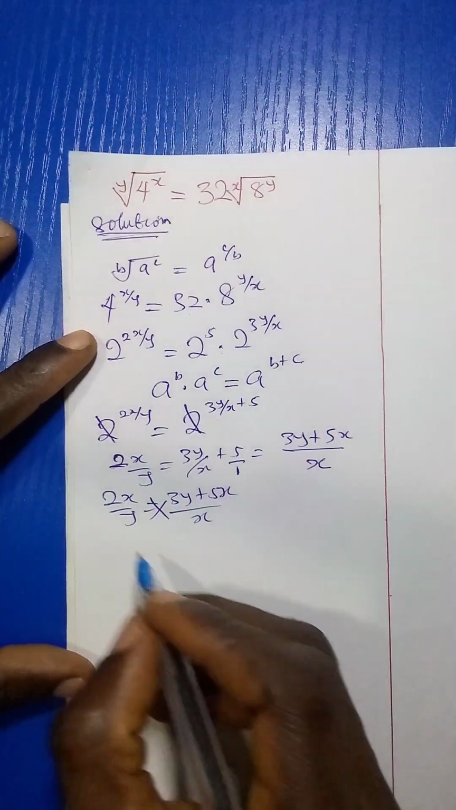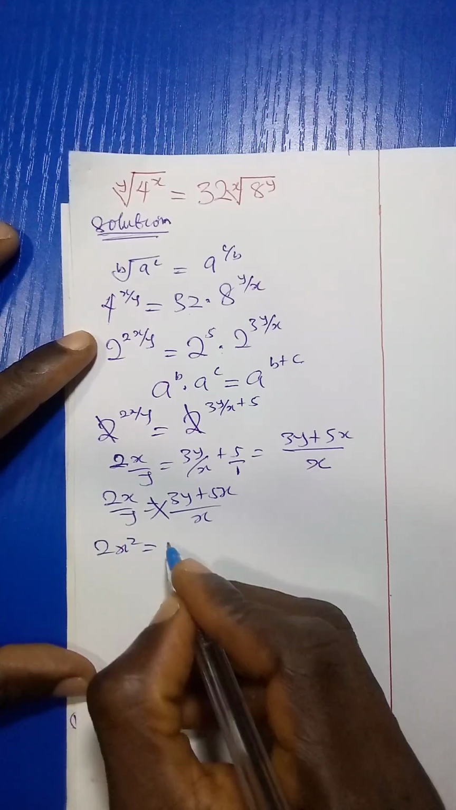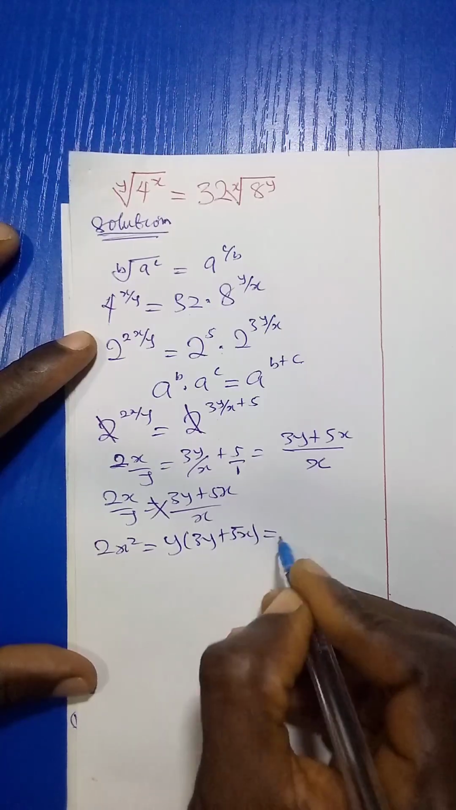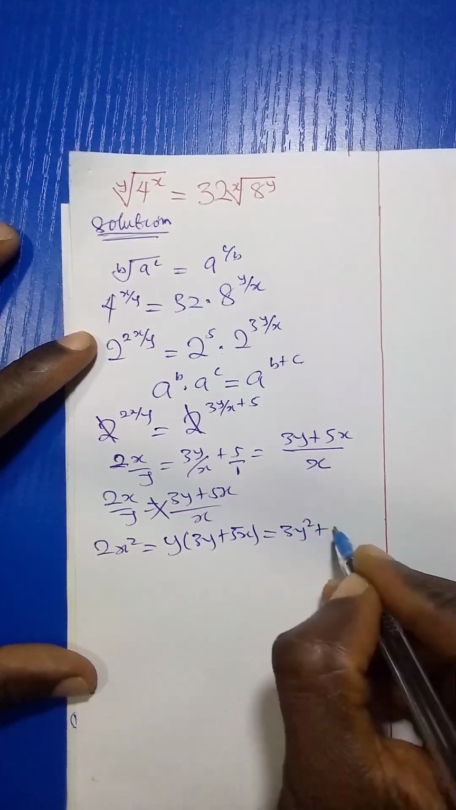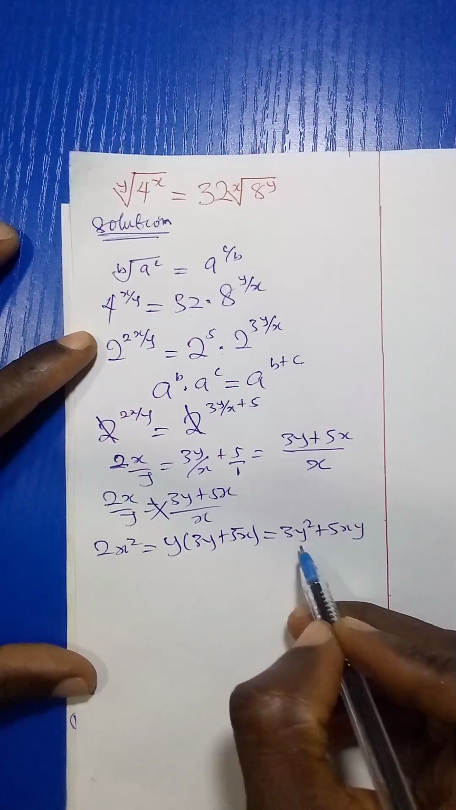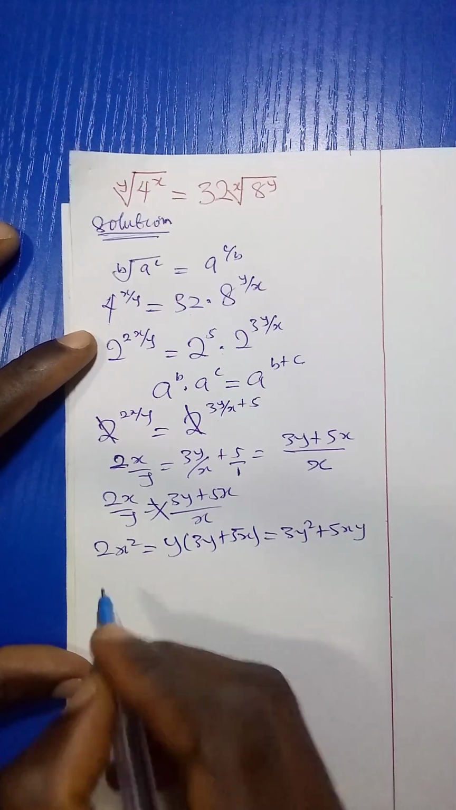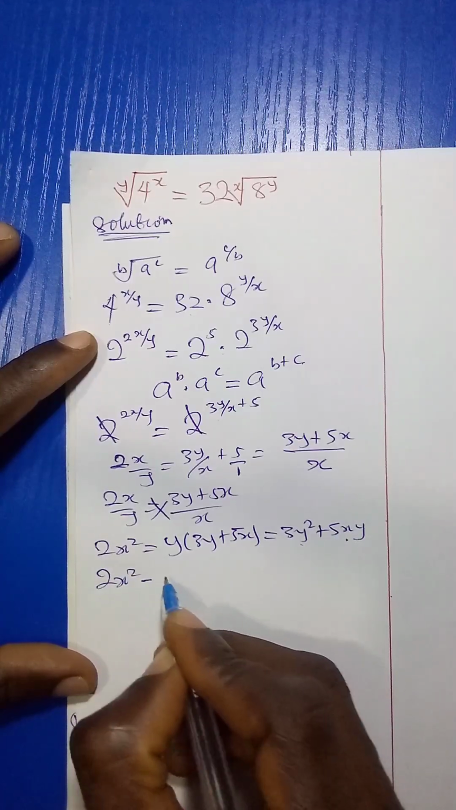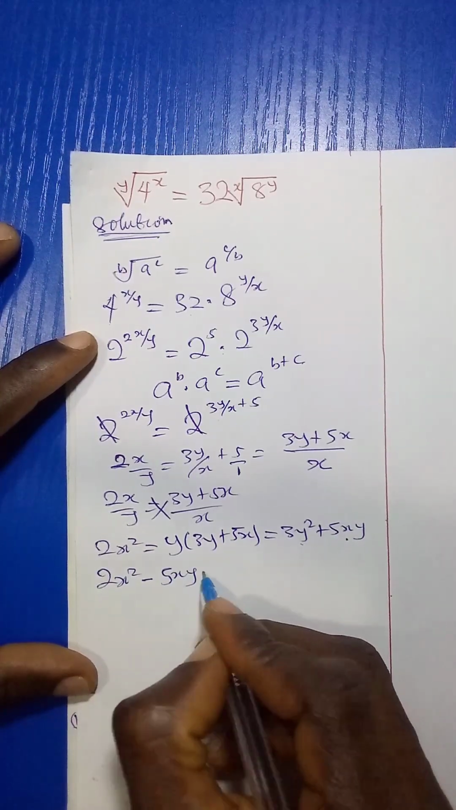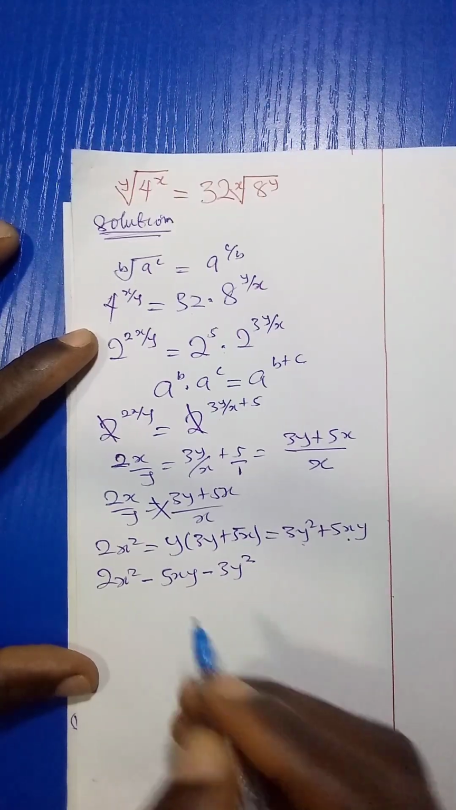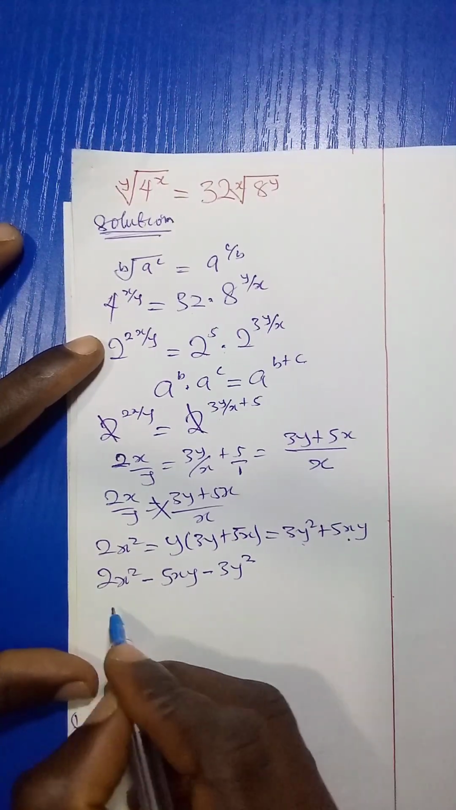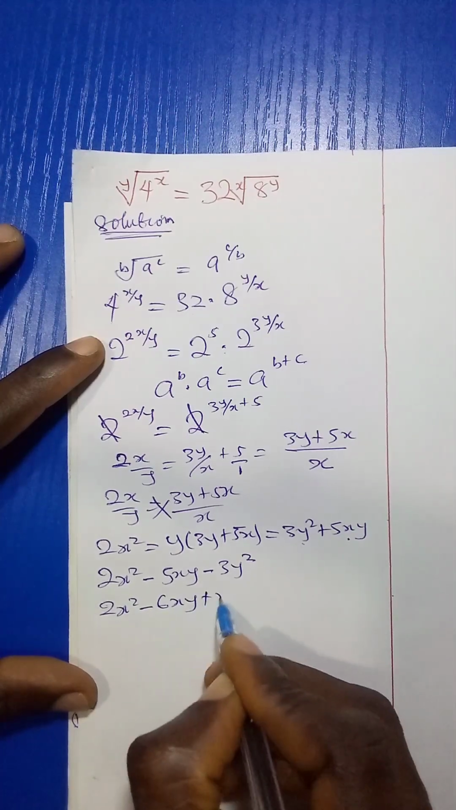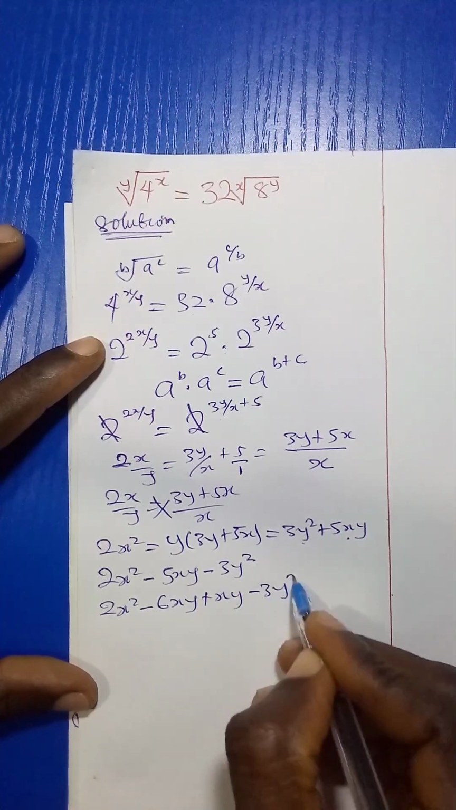And when we do that, we have 2x squared is equal to y times 3y plus 5x, which is 3y squared plus 5xy. So let us move all the unknowns to one side. We'll move this and this to the other side: 2x squared minus 5xy, then minus 3y squared. I can factorize this. So it becomes 2x squared minus 6xy plus xy minus 3y squared.